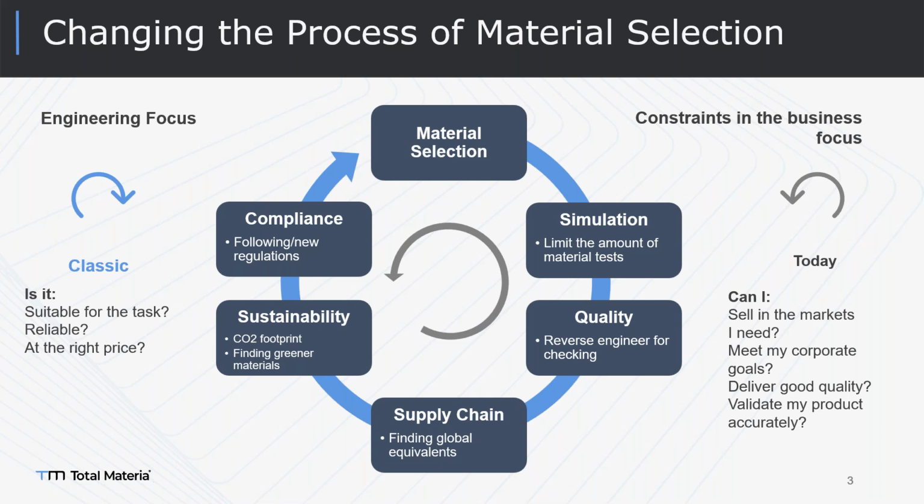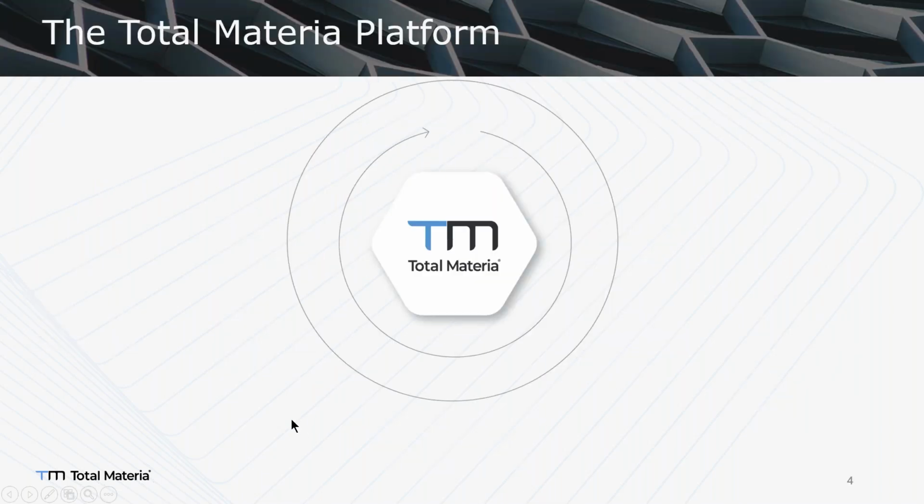Today, you need to focus on whether it's going to sell in the market, whether it covers market needs, meets my corporate goals, and looks like good quality, because it's all about your brand value. The better products you produce, the higher your brand value and your company's income will get, and you'll create a very reliable brand. So it is very important not to make any mistake in this material selection process.